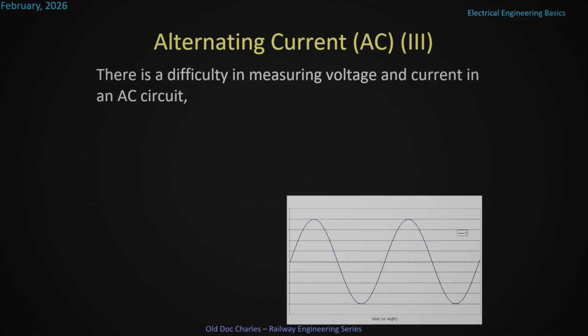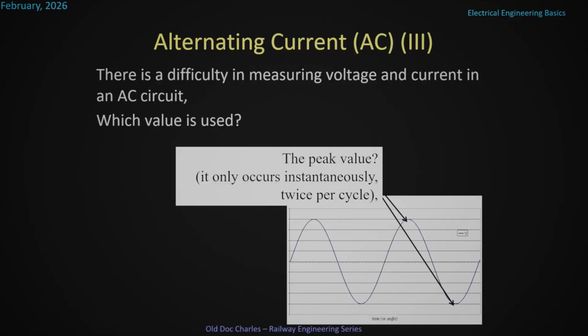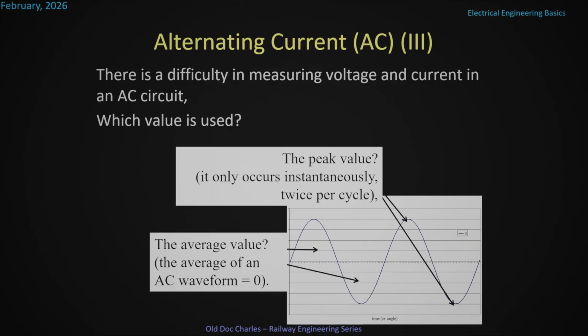There's a problem when we try to measure the voltage and current in an AC circuit. Which value do we actually use? Do we use the peak value? Well, the problem is the peak value only occurs instantaneously twice per cycle. We could use an average, but the average value of an AC waveform is 0. There's as much above in the positive as there is in the negative. The average is going to be 0. So we need to find a different way.